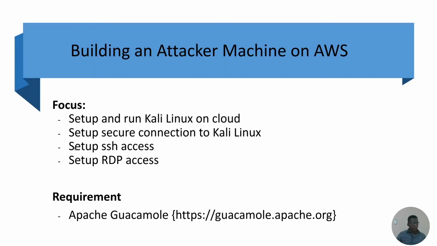So today we'll be setting up a Kali Linux in the cloud. We'll secure the connection to the Kali Linux, maybe using Fail2ban and the Uncomplicated Firewall. Then we will set up SSH access and RDP access. Then, most importantly, we'll get Guacamole working for us, which will help us proxy our connection to our infrastructure.